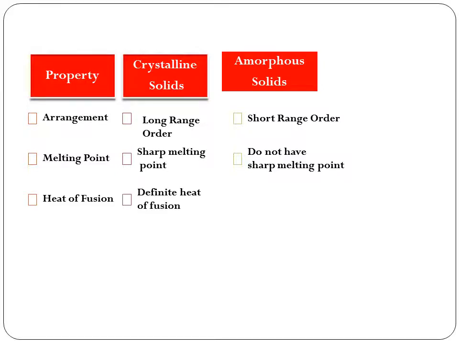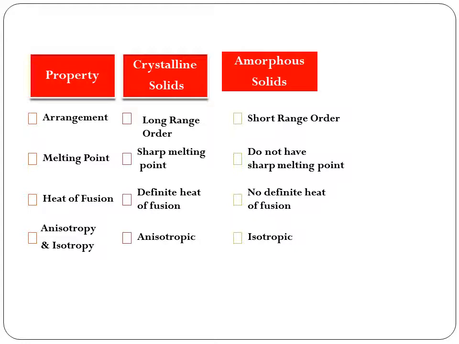Okay, next point, heat of fusion. Crystalline solids have a definite heat of fusion, and amorphous solids do not have a definite heat of fusion. Let us go for the next point, anisotropy and isotropy. This is a point where they can ask it for 2 marks. What do you mean by anisotropy and isotropy? Crystalline solids exhibit anisotropic property, whereas amorphous solids exhibit isotropic property. I'll explain this anisotropic property in the next slide.